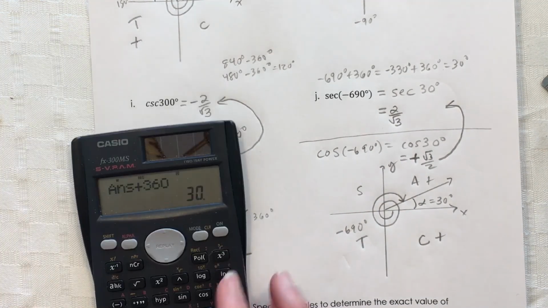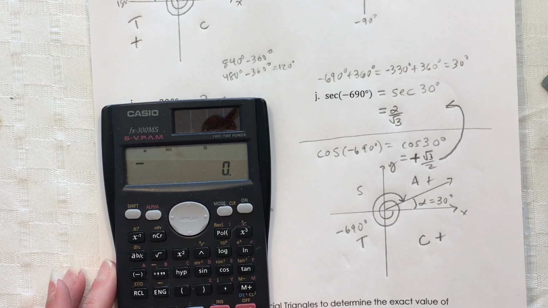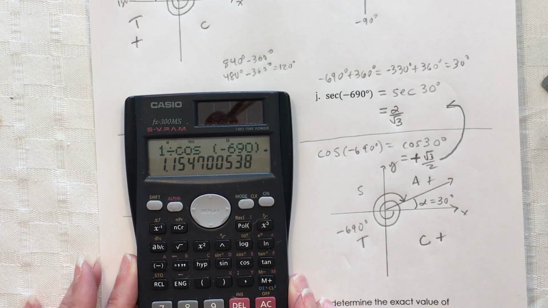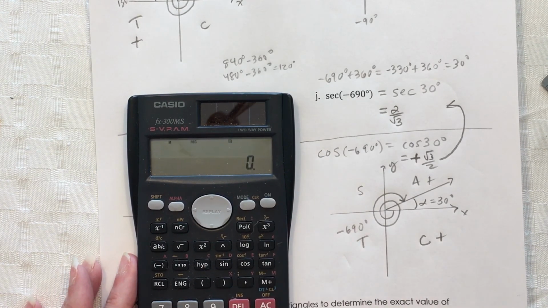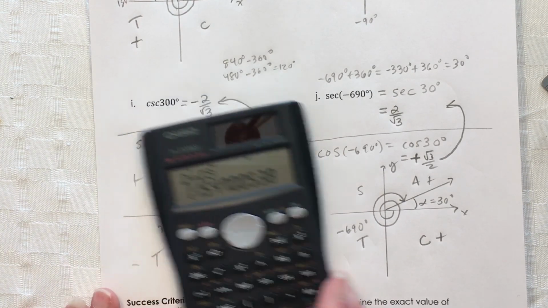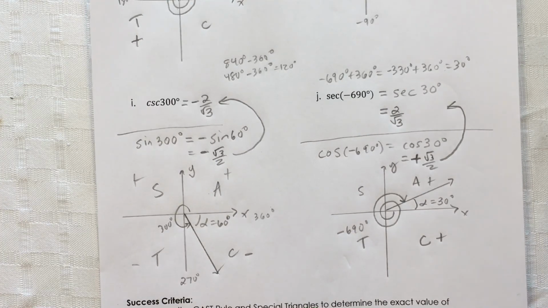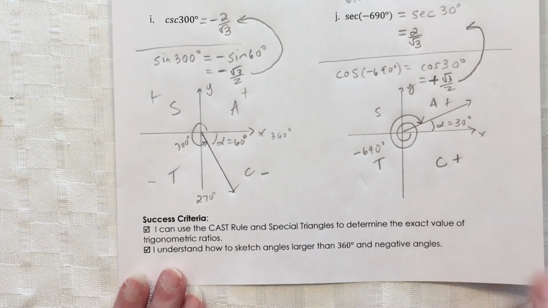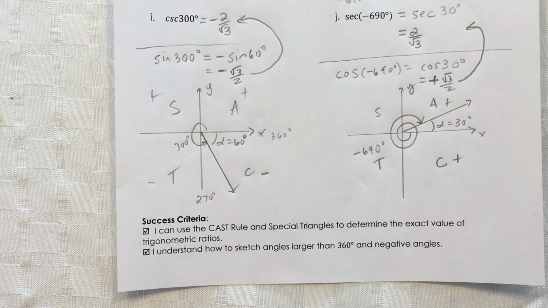All right, so let's check our answer. We do 1 divided by the cos of negative 690, which gives us positive 1.1547, and then 2 divided by the square root of 3 is also 1.154700. Okay, so our success criteria are that we can use the CAST rule and special triangles to determine the exact value of trig ratios, and understand how to sketch angles that are larger than 360 as well as negative angles. All right, thank you.